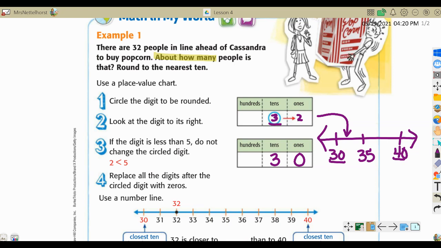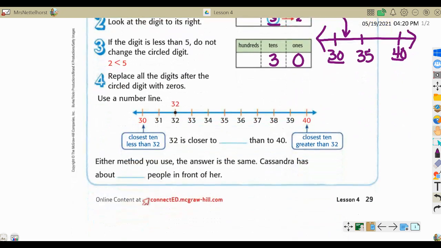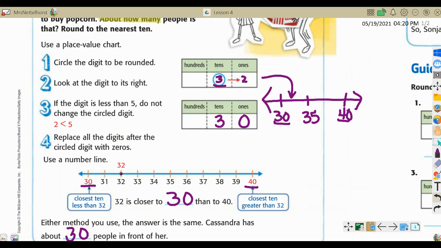Okay, so let's look at their number line. You can also use a number line. So they did just what I did, only with more numbers. So 30 is the tens that comes before 32. 40 is the tens that comes after. You plot 32 on the line and you can see that it is close to 30. So 32 is closer to 30 than 40. Either method you use, the answer is the same. Cassandra has about 30 people in front of her. Okay, let's go to the next page.